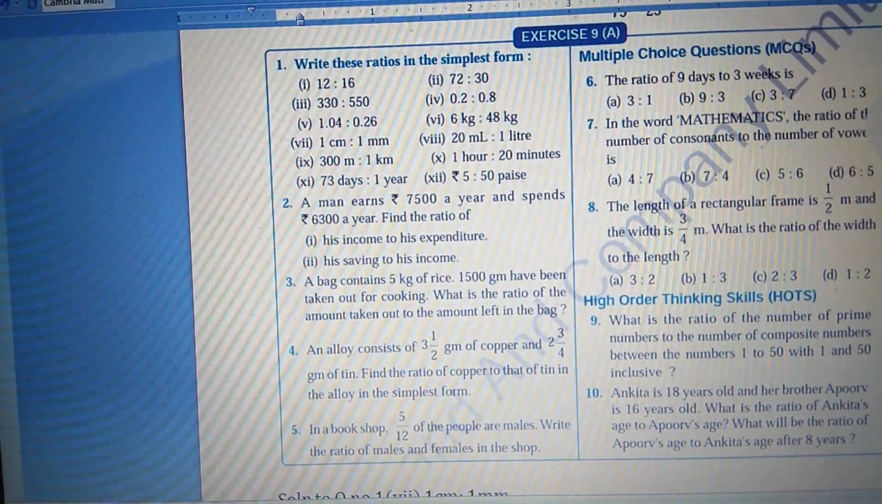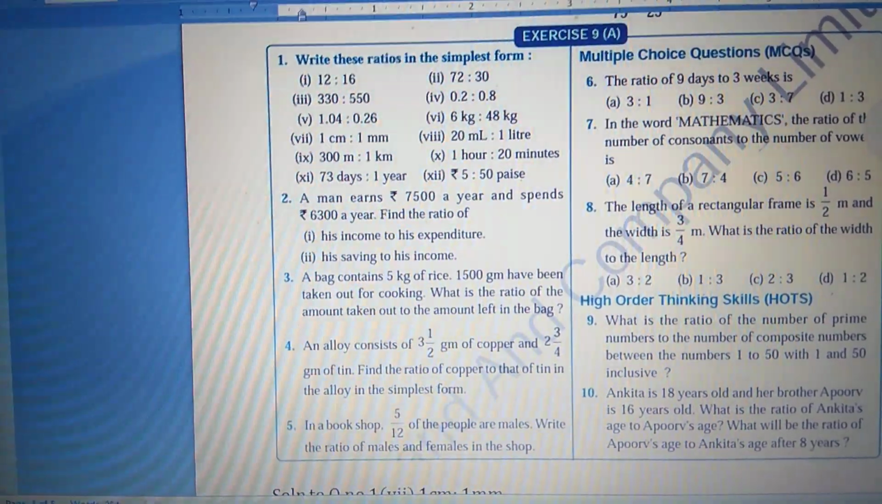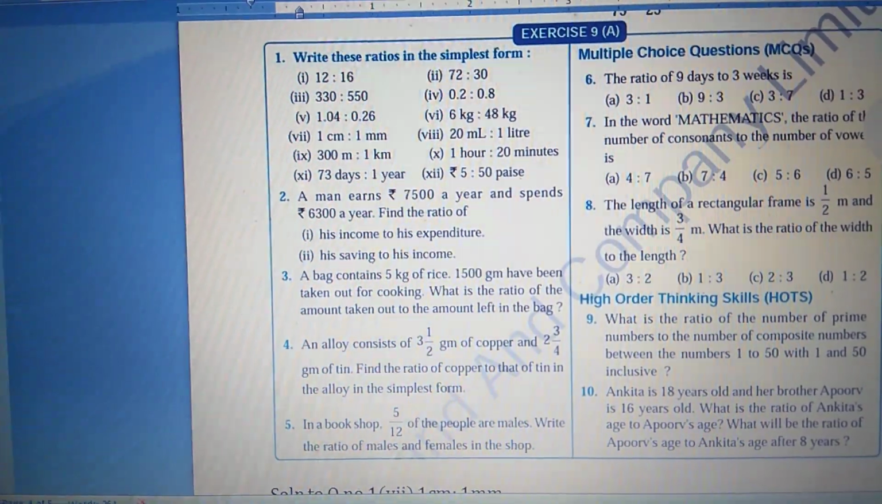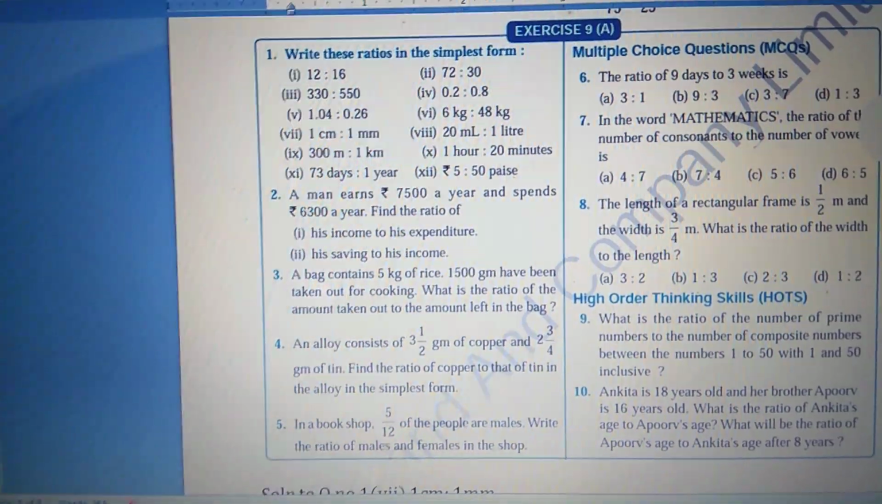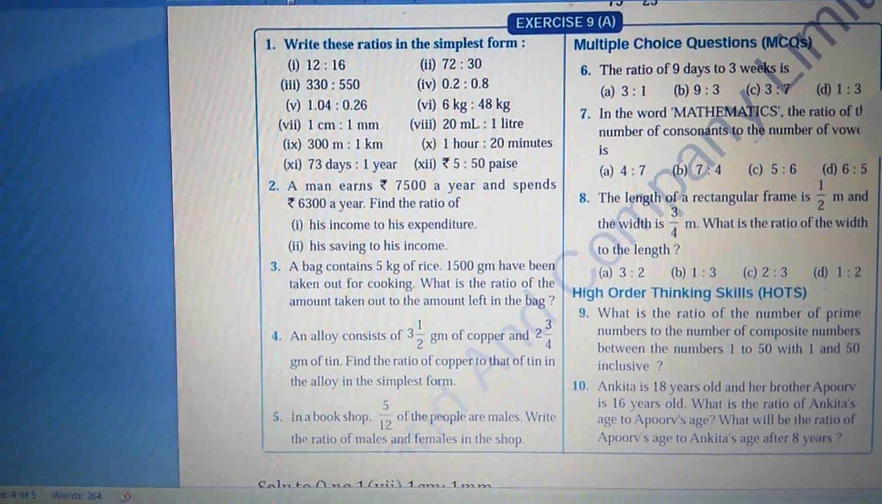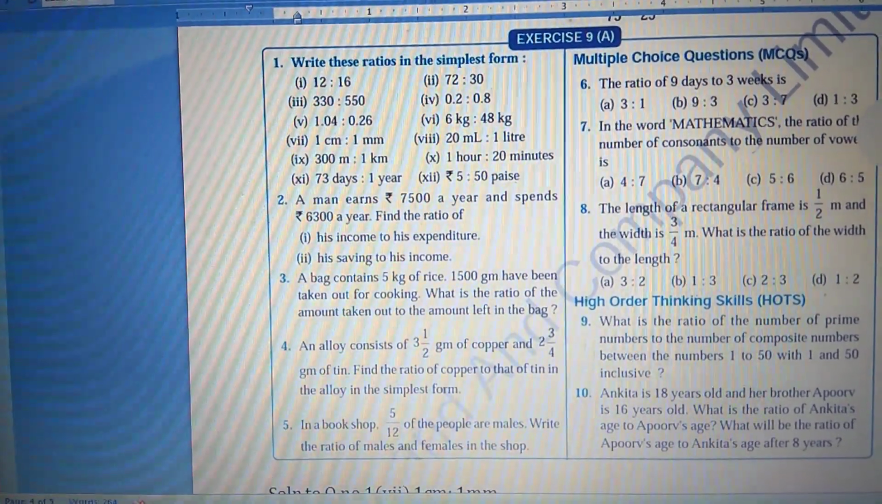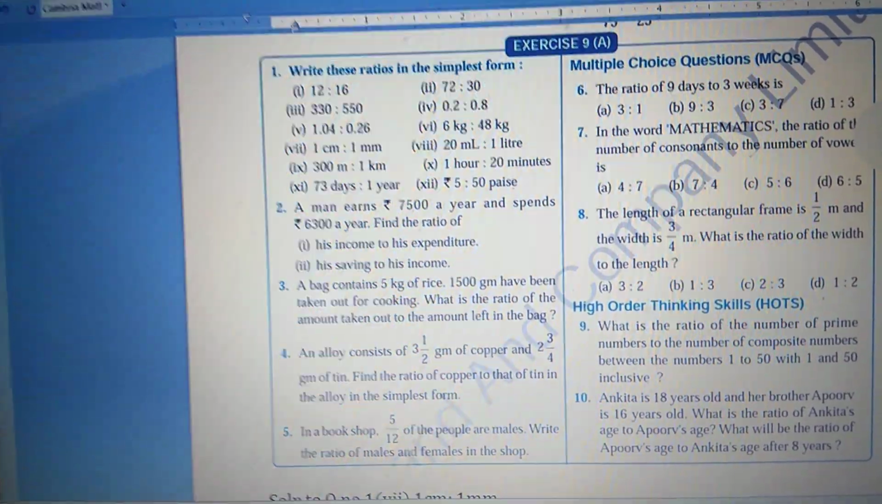Out of these 12 problems, selected problems I have solved in this PDF. Once you go through that, the concept will be clear. I am moving to the word problems. Let's have a look.